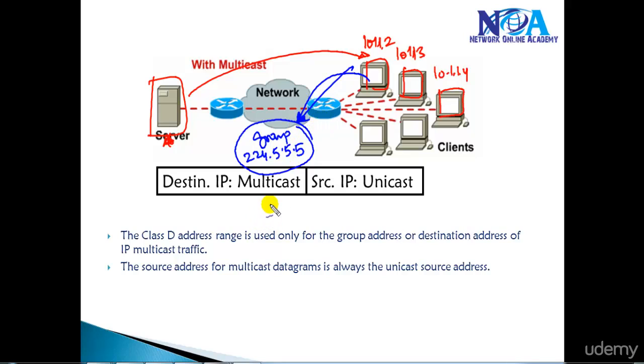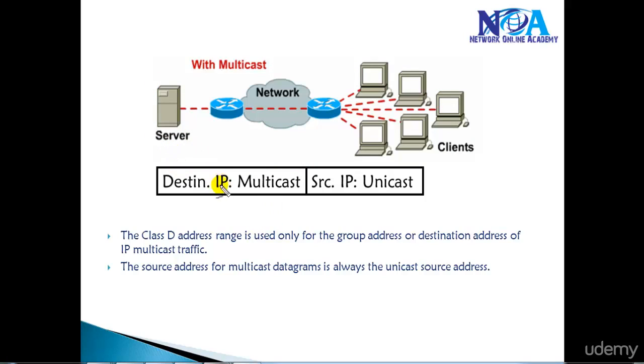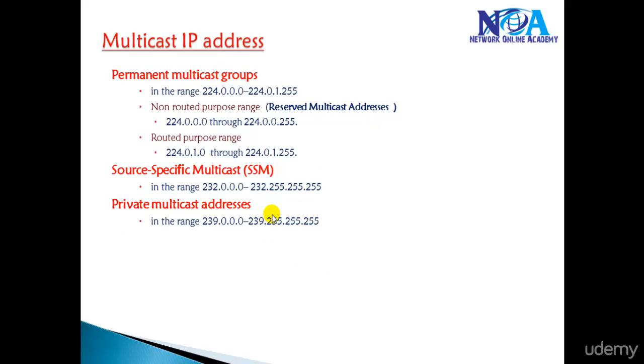So the class D address is used, and when the multicast traffic is sent, the destination address will always be the multicast address. It will not be the address of the receiver, it will always be the multicast address range, and we call it the group address. Now according to IANA, the multicast address range comes under the category of 224 to 239. Again, this address range is further classified into different categories, like permanent multicast groups, source specific multicast, and private multicast address range.